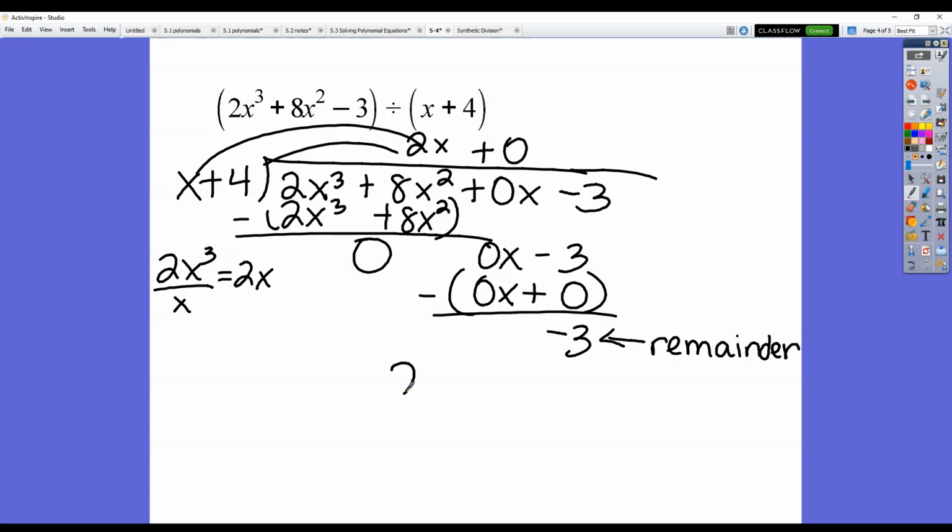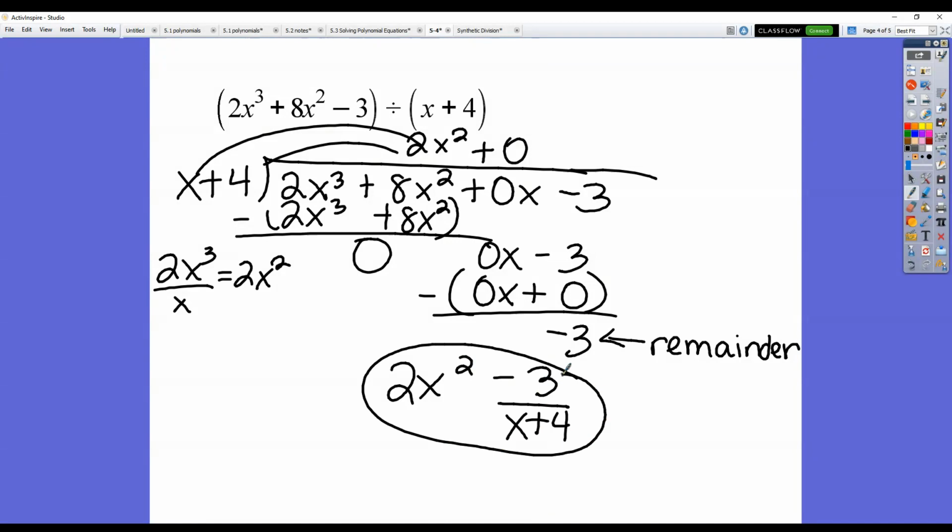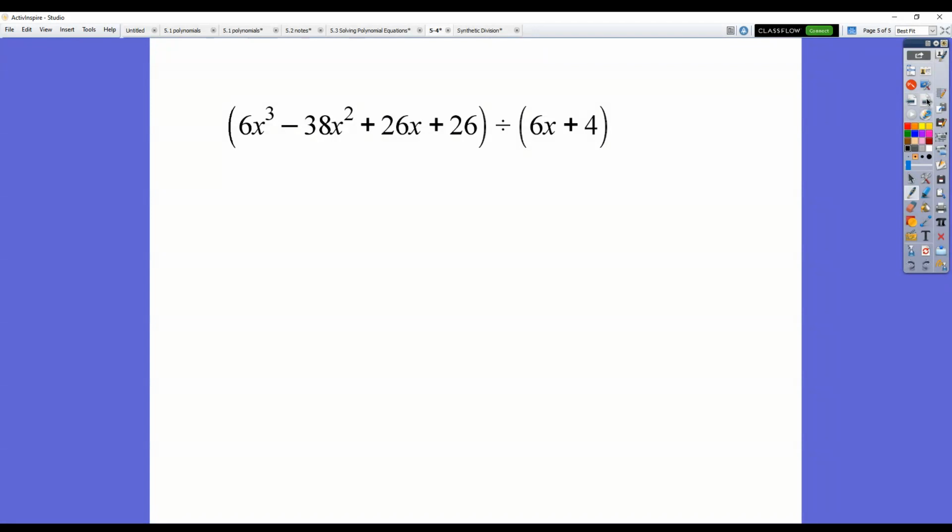So what we do is, this is 2x, and I forgot my squared again, that's 2x squared. I gotta slow down. So 2x squared minus 3 over x plus 4 is our answer. So when you have a remainder, you put it over what you divide by. We divide by x plus 4. Okay, last one.